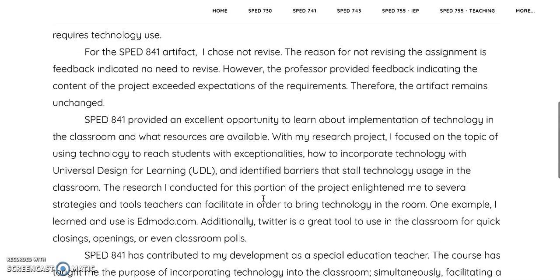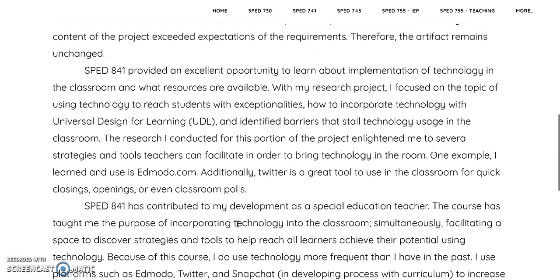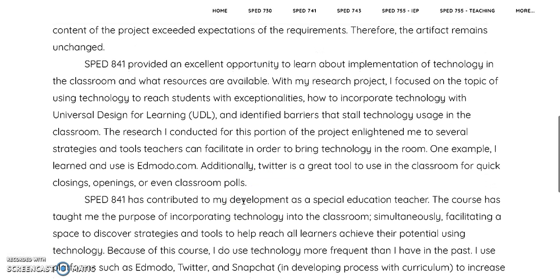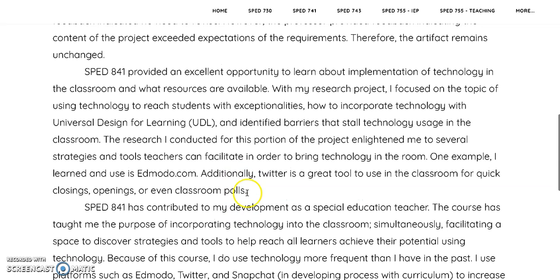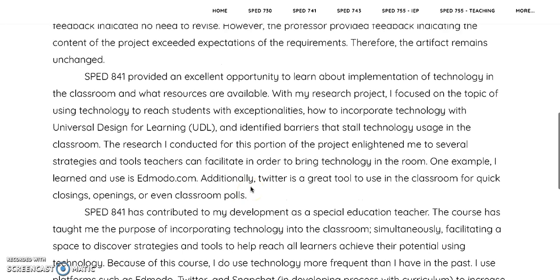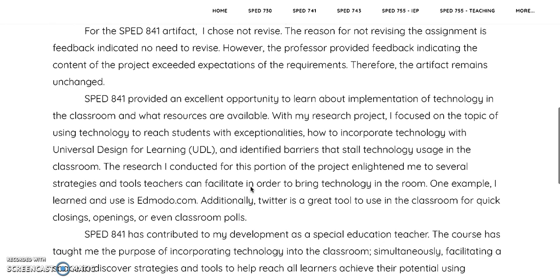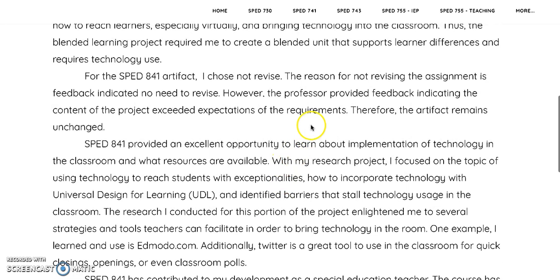For this assignment, I did not revise because the feedback provided did not indicate a need for any revision. And for the reflection portion of this, I wrote objectively because I was explaining data and facts that I learned throughout my research project into my reflection.